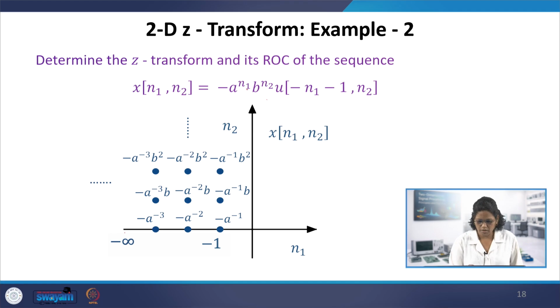If we substitute n1 as minus 1 and n2 as 0, this results in minus a power minus 1, minus a power minus 2, minus a power minus 3, and so on. For n2 equal to 1 and n2 equal to 2, we obtain minus a power minus 1 b, minus a power minus 2 b, minus a power minus 3 b, and then minus a power minus 1 b square, minus a power minus 2 b square, and so on. So this sequence is now in the second quadrant. Let us see the region of convergence for this sequence.